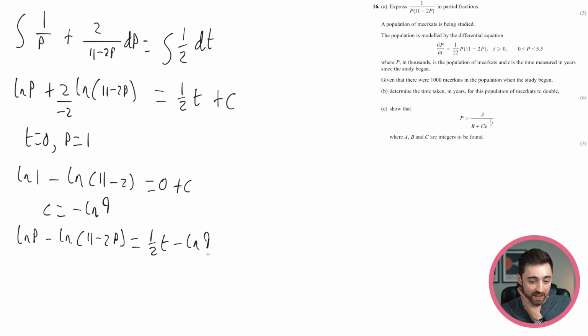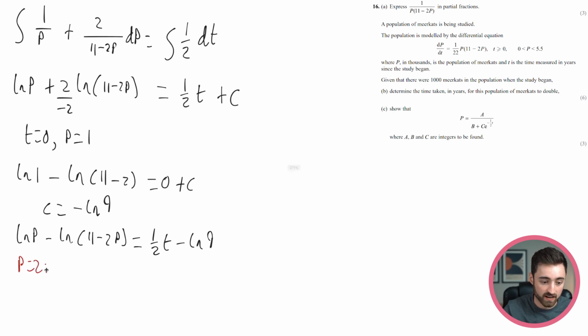Cool, okay, we're getting there. So why don't we, well, for this part of the question, they just want me to get this time. So because I've already kind of got time here, let's just sub in the population. So population to double. In other words, what is t when p equals 2? So sub in p equals 2. And I'm going to get the following.